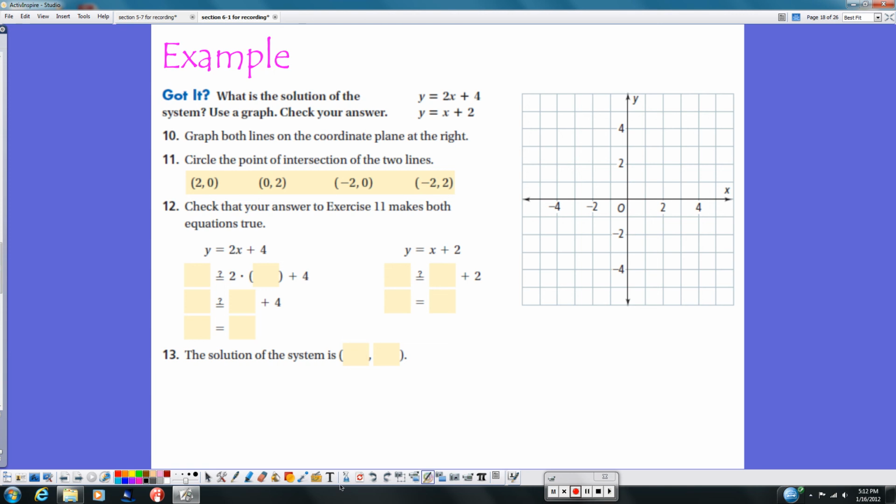Let's try an example of our own. We're going to graph the two equations, y equals 2x plus 4 and y equals x plus 2. Then we're going to figure out which of these is a solution. Then we're going to check to make sure that that is actually the solution.